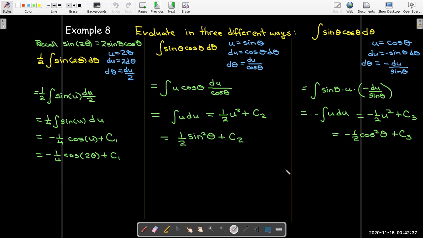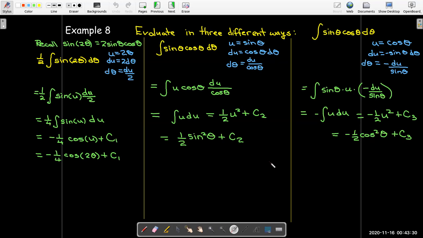Now, I have three different antiderivatives here. And they should be equivalent up to a constant. I'm not saying that 1 half sine squared theta is the same as negative 1 half cosine squared theta. What I'm saying is that each of these expressions should only differ by a constant. And so I could use some trig identities to actually find what constant I would need to add to negative 1 half cosine squared theta to get 1 half sine squared theta, or to get negative 1 fourth cosine of 2 theta. But to just emphasize that they only differ by a constant, it's worthwhile to take a look at the graphs of these functions.